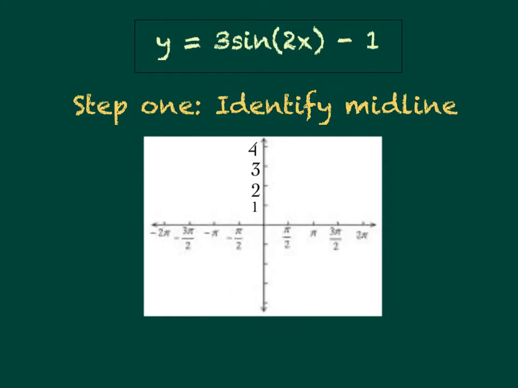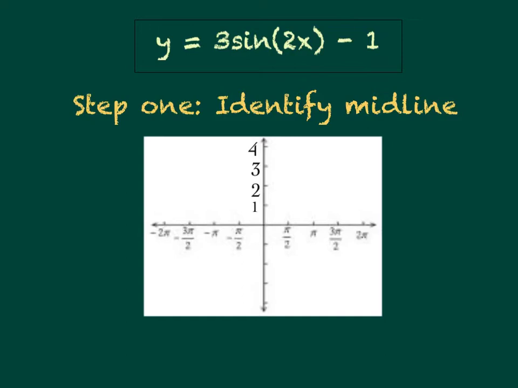Now the first thing you always want to do is identify the midline and put it in your graph. In this case, I can see that my midline is -1. A quick reminder, the midline is always the number that is added or subtracted to the term with the trig ratio in it.